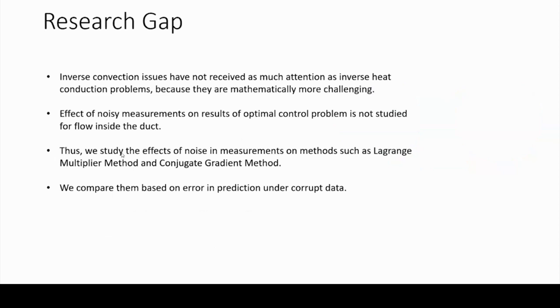Research gap. The inverse convection problem has not received as much attention as the inverse heat conduction problem because it is mathematically more challenging. Also, the effect of noisy measurements on the results of the optimal control problem is not studied for flow inside a duct. So we study the effect of noise in measurement on methods such as the Lagrange multiplier and conjugate gradient methods. We compare them based on the error in prediction under corrupt data.